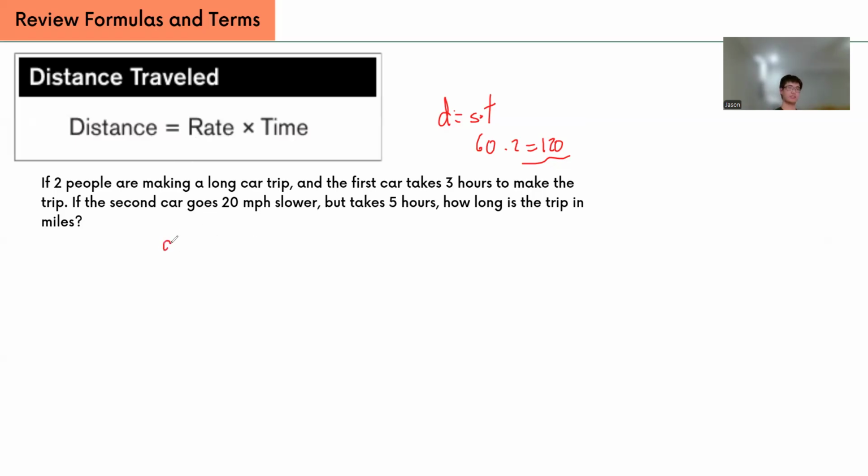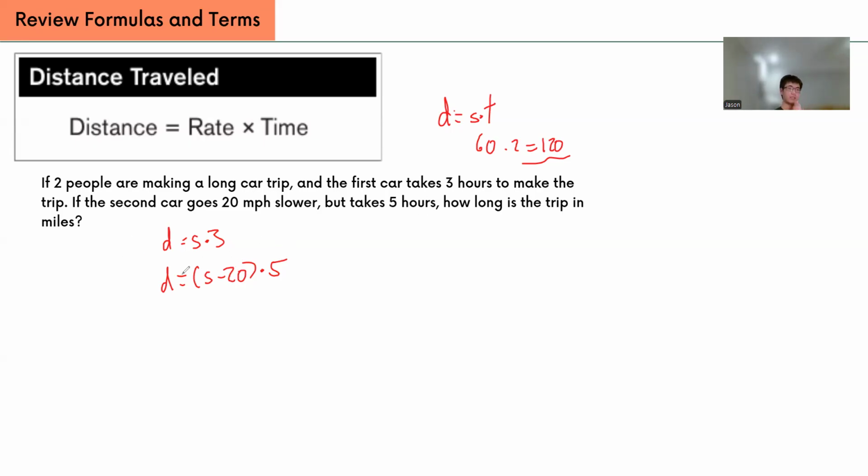So your distance is d. The first car takes 3 hours to make the trip, so it's whatever speed you're going at first times 3. And then the second car goes 20 miles per hour slower, but takes 5 hours, right? So times 5, because that's how much time. As you can see, this is distance equals speed times time. And then how long is the trip in miles?